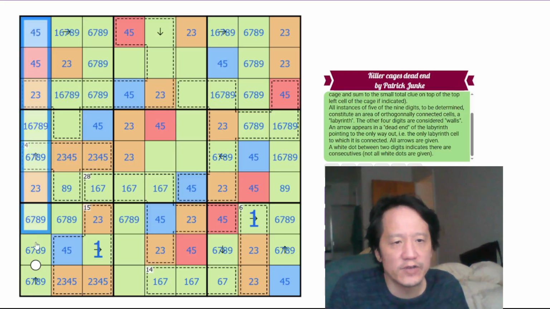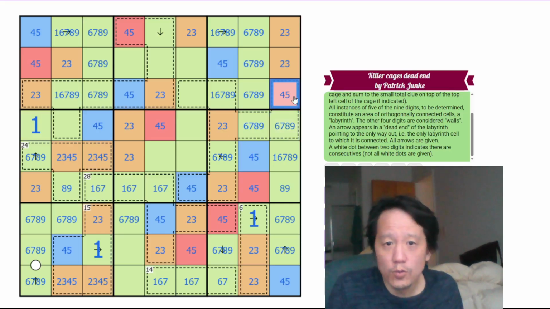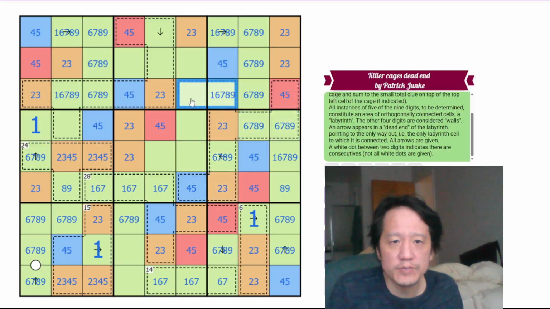We have a 6, 7, 8, and 9 quadruplet in column 1, so this must be a 1 here, which eliminates 1 here. Where is the 1 in this cage? It must be one of these two digits here. So this cannot be 1 here. Where can the 1 be in this cage? Because there are 9 digits, it has to be one of these two digits. So this cannot be 1 here.